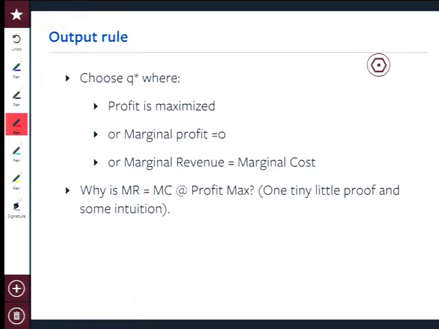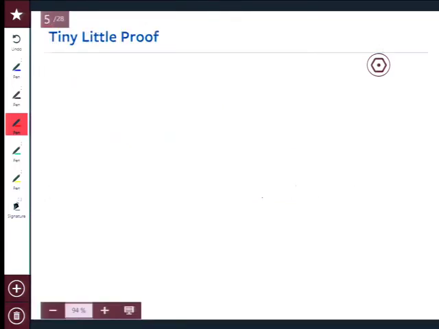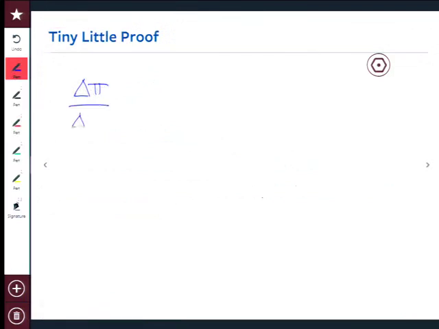You choose the optimal output level where profits are maximized. Another way of saying the same thing is where marginal profit is 0, or marginal revenue equals marginal cost, right? And this is where I finished last time. You should never shove math in the last two seconds of lecture. Just a quick refresher of where that thing comes from. It came from this: at profit maximization, the change in profit due to the change in quantity is 0.